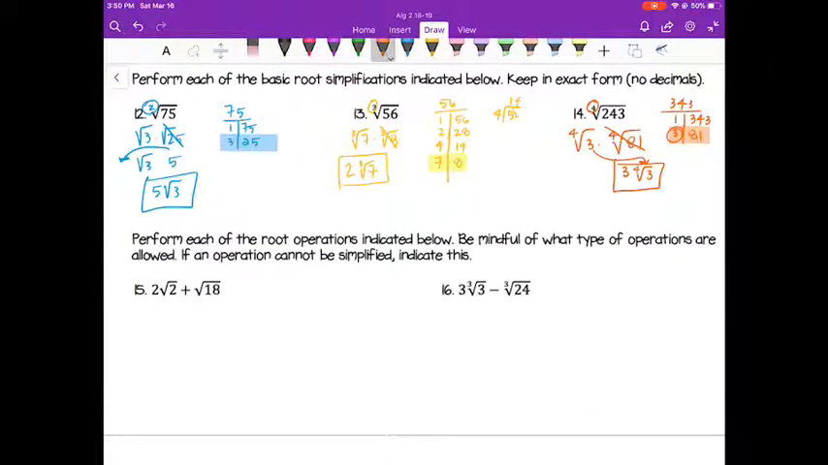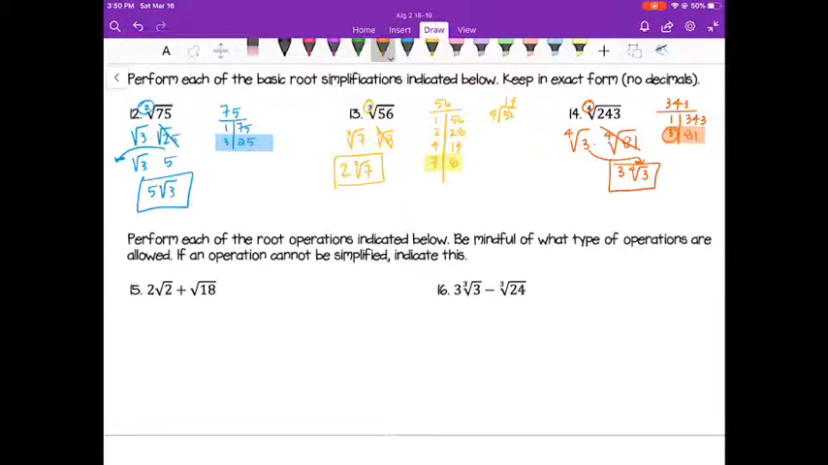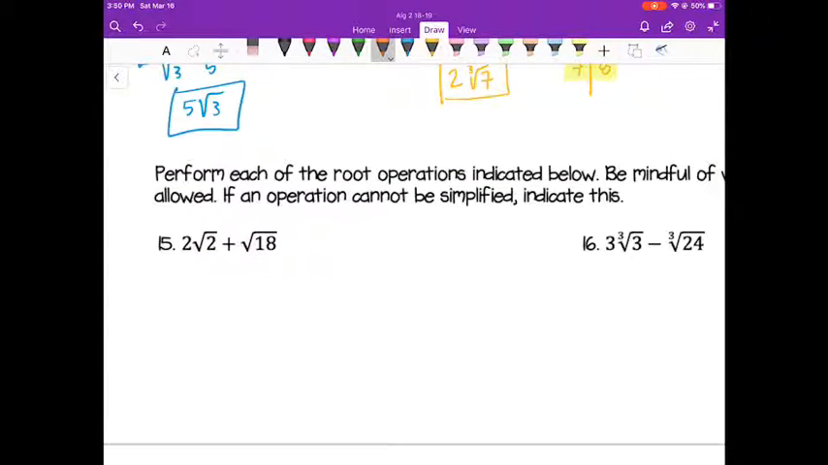And then we are asked to perform each of the root operations indicated below, and be mindful of what operations are even allowed and when you need like radicals and when you don't. If we can't simplify it, we would just say so. So in number 15, if I have 2 root 2 plus the square root of 18, well, we would first want to break down the square root of 18. The square root of 18 can be broken into the square root of 2 times the square root of 9. And I do that because the square root of 9 is 3. So I have 3 radical 2 being added to 2 square root 2. Well, 2 radical 2's plus 3 radical 2's, altogether I have 5 times the square root of 2.